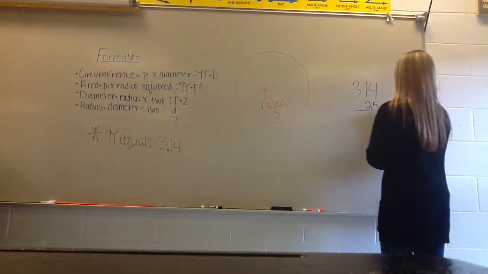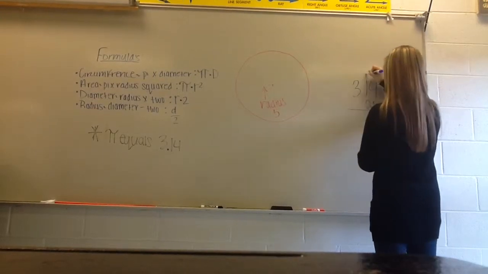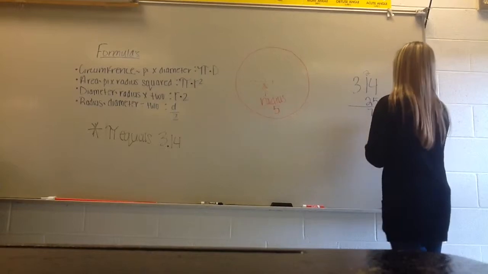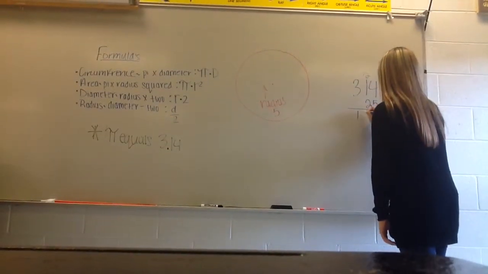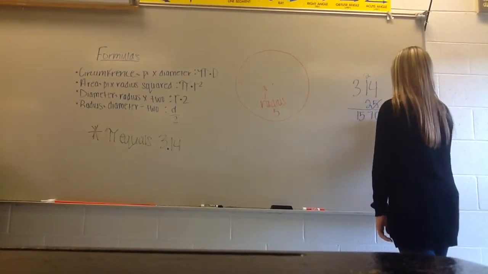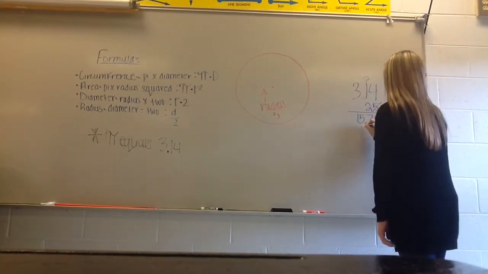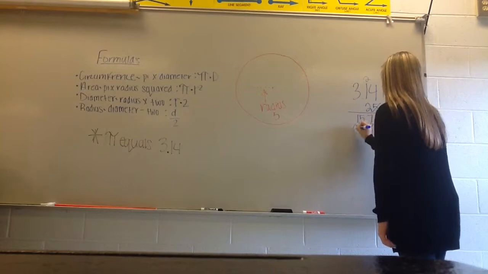5 times 4 is 20. Bring over our 2. 5 times 1 is 5, plus 2 is 7. 5 times 3 is 15. We mark the 5 out and bring down a 0. 4 times 2 is 8. 2 times 1 is 2. And 3 times 2 is 6.